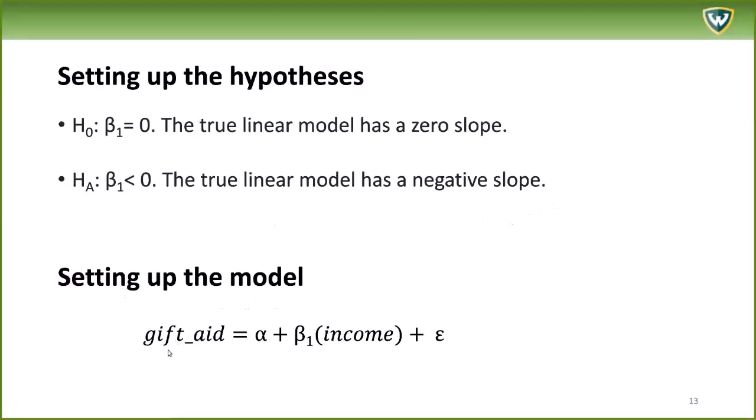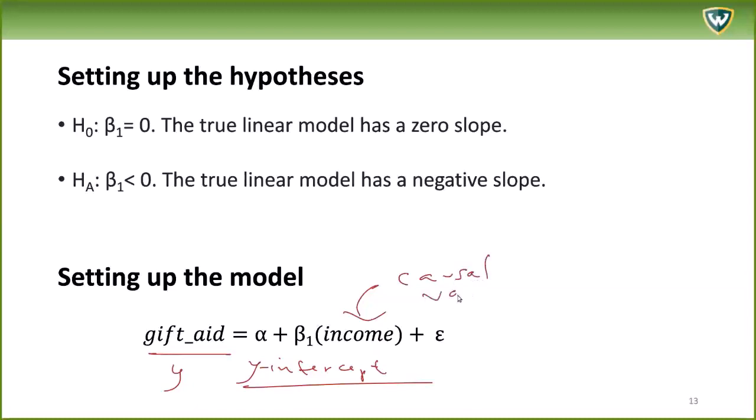And then we set up the equation, the regression model. Gift aid is the outcome or response variable, the y variable. We have the y-intercept. We don't need to set this up in the equation; the program will do that for us and make that inference. We need to identify the causal or explanatory variable, and the error is also calculated by the program, so we don't need to worry about that, at least at this point. And this beta is going to be inferred by the regression equation.